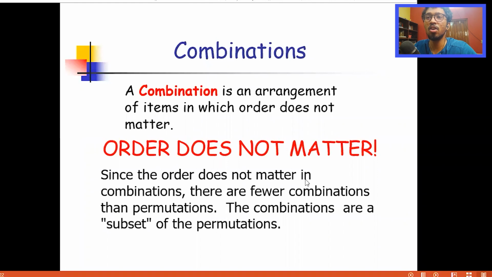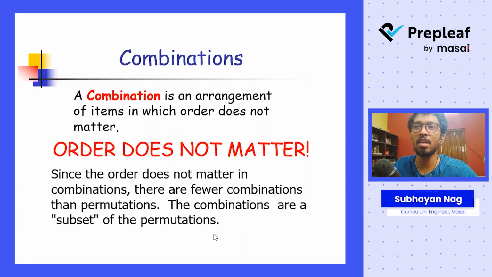Since order does not matter in combination, there are fewer combinations. Obviously, there will be more arrangements, but the number of combinations will be less than the number of permutations. So there are fewer combinations than permutations. The combinations are a subset, obviously. The total number of combinations will be a subset of the total number of permutations, because the number of combinations will always be less than the number of permutations. That is a basic understanding about combination.